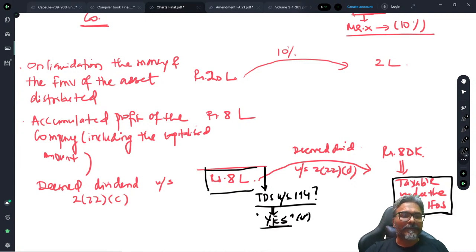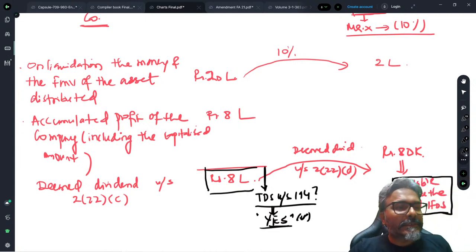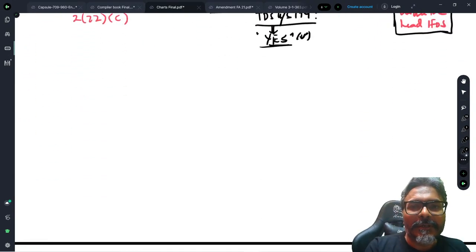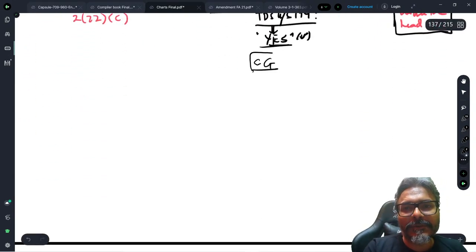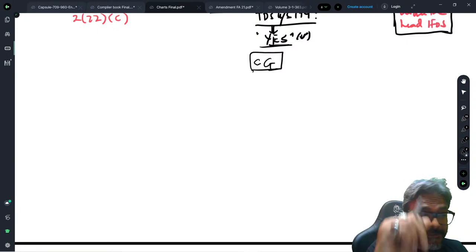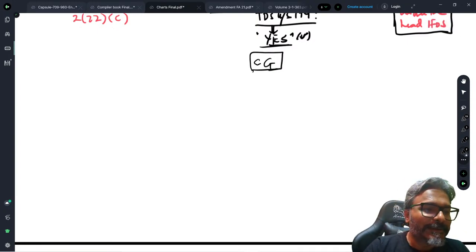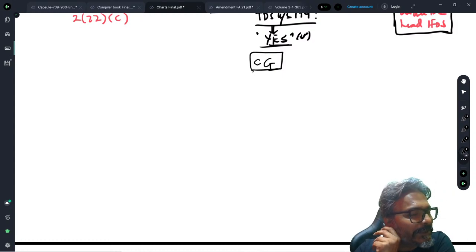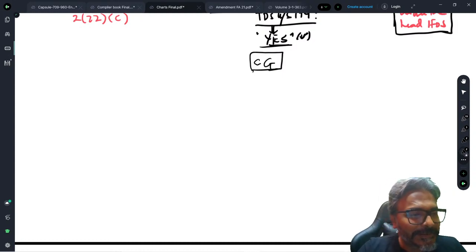Be careful now. And what is this capital gain implication? Let's have a look at the CG implication. Now, what is the CG implication over here? Students, the first and the foremost thing. I think this part of CG may not be there for your intermediate. I'm not aware of it.